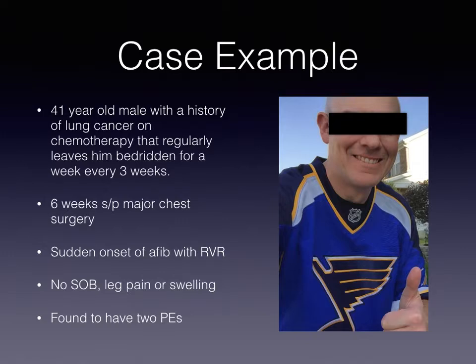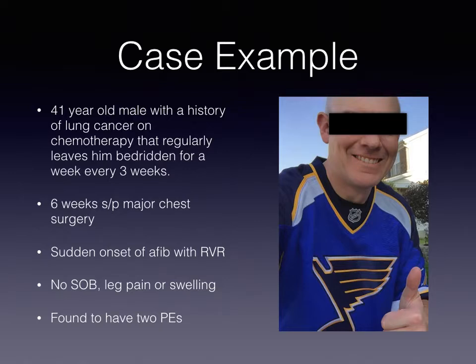All right, let me give you a hypothetical case example here. Let's say you have a 41-year-old male with a history of lung cancer who's on chemotherapy that regularly leaves him bedridden for a week every 3 weeks. 6 weeks status post major chest surgery, has a few risk factors here for pulmonary embolus. He gets a sudden onset of atrial fibrillation with rapid ventricular response. He has no shortness of breath, no leg pain or swelling, and he is found to have 2 pulmonary emboli.